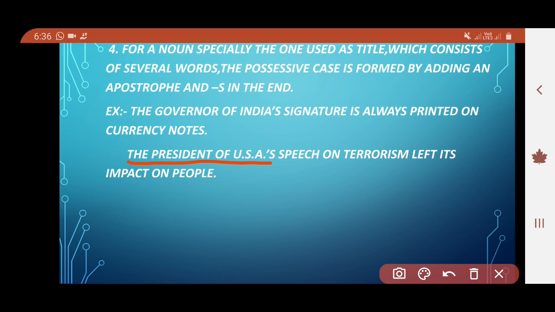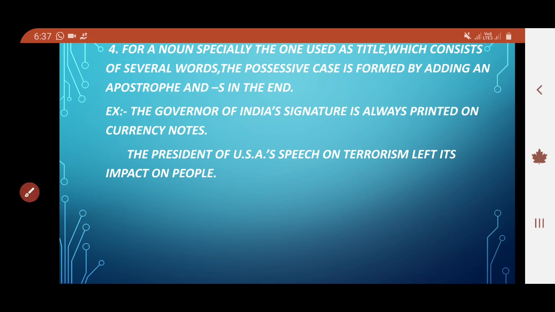Okay, it is showing his speech. So it is also the same noun which is used like a title, and it consists of several words. You can see "the President of USA" consists of several words, and the possessive case in this noun can be formed by using what? Apostrophe and then s. Okay, the President of USA's speech on terrorism left its impact on people.